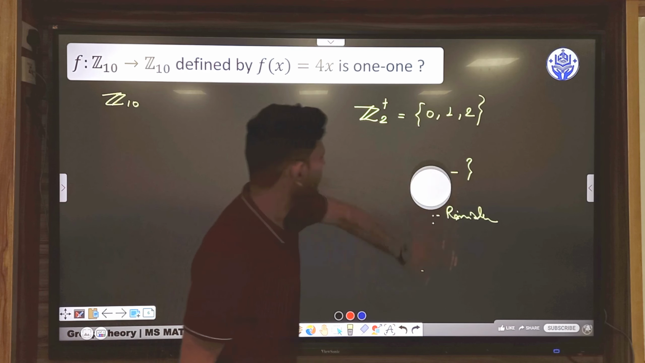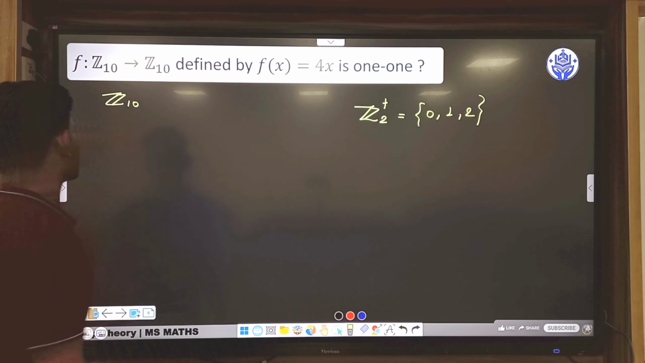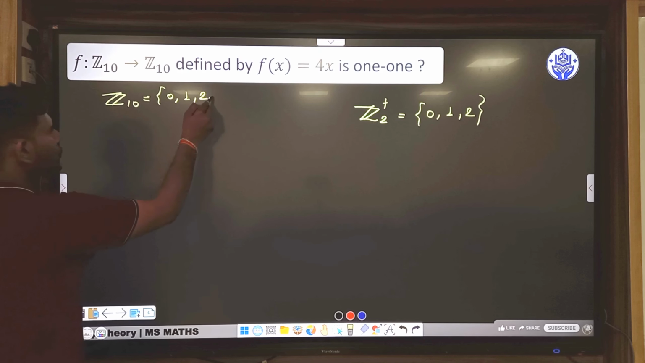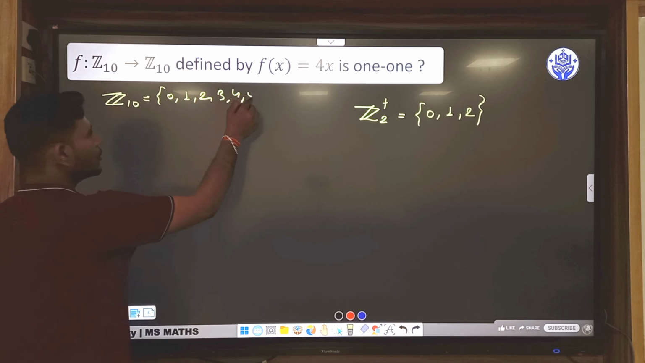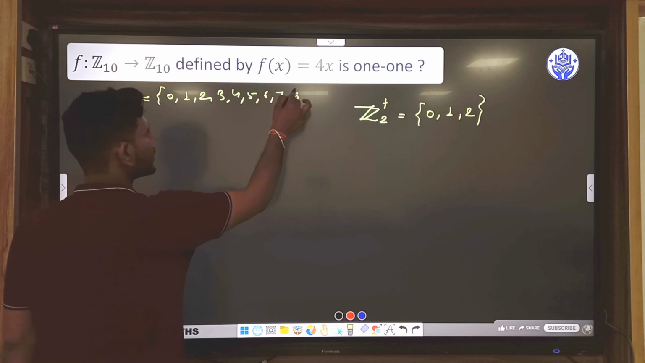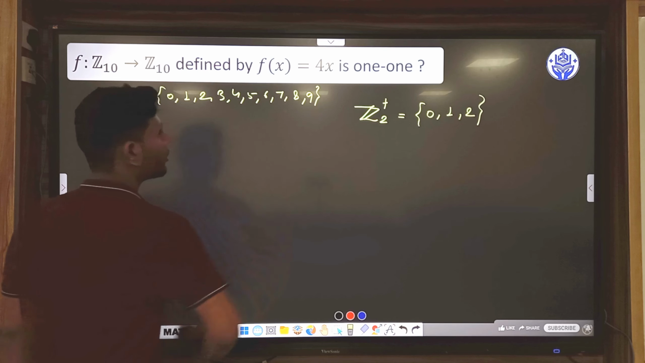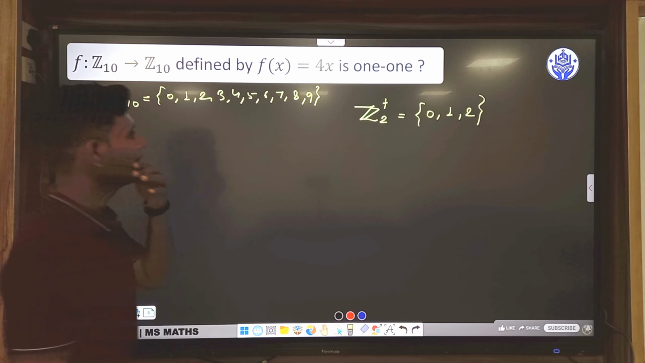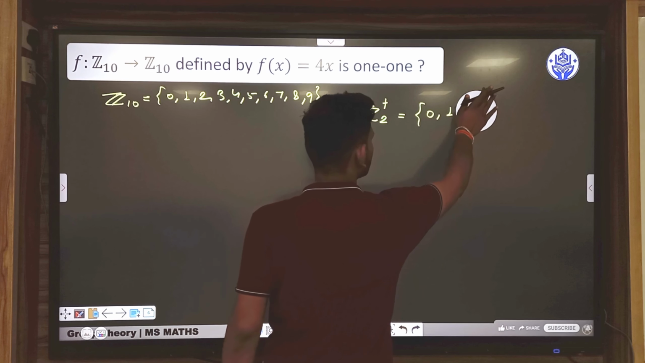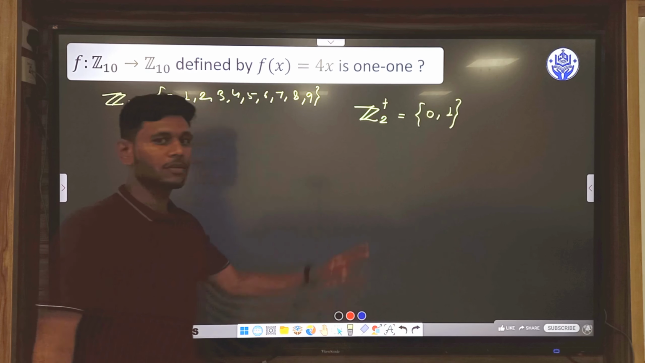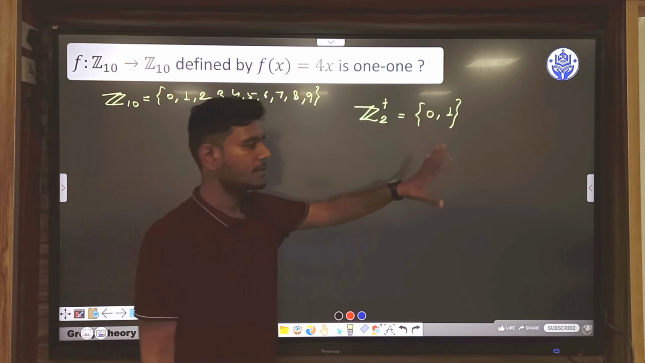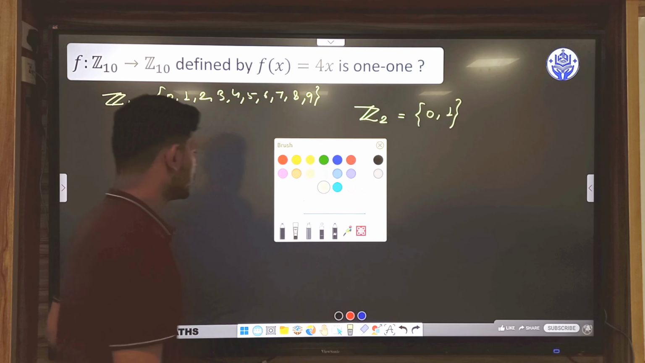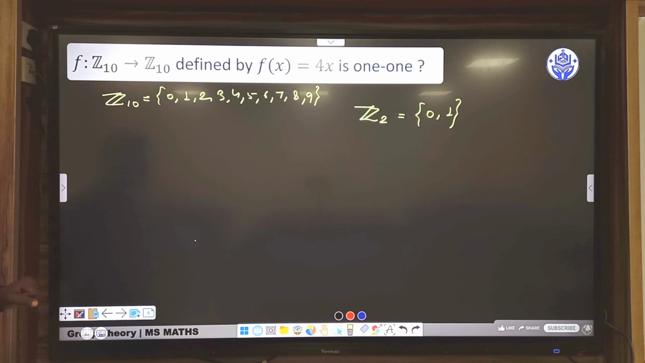Now if I take mod 10, sorry, Z10, what are the elements of Z10? It will be 0, 1, 2, 3, 4, 5, 6, 7, 8, 9. 10 will not be there. One second. Here also 2 will not be there, because 2 by 2 will again give 0. That's the mistake here. Sorry for that. 2 will not be there. Now, this is my Z10.